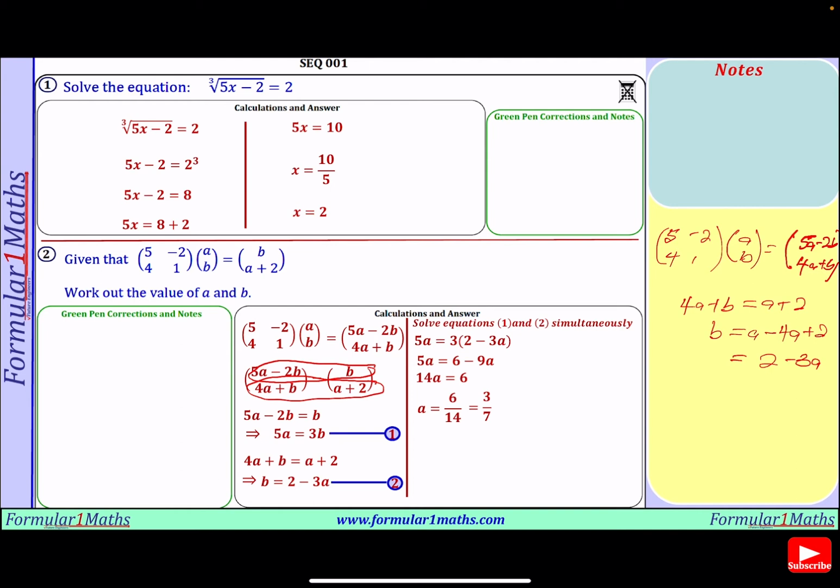For b, we are going to substitute the value of a in this equation. So we get b is equal to 2 minus 3, and then instead of the a, we put the value of a here, which is 3 over 7. Work this out, and you're going to get b is equal to 5 over 7. And so the value of b is 5 over 7.